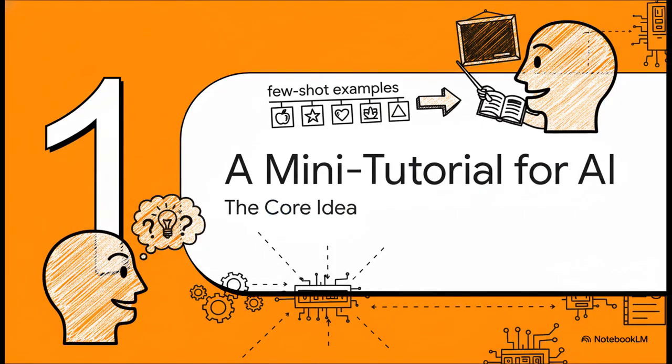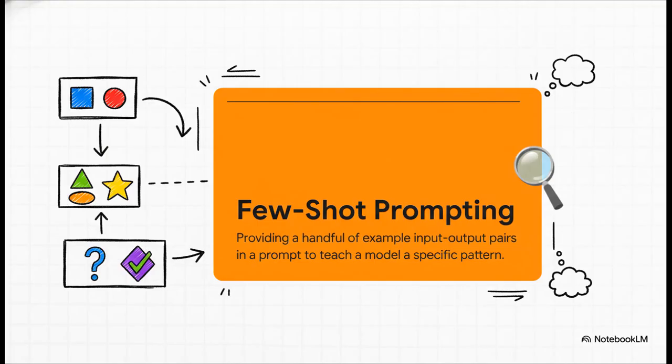Okay, Section 1, a mini tutorial for AI. The best way to think about this whole thing is that you're becoming a teacher, and the AI, well, it's your new favorite student. So, what is this thing really? Few-shot prompting is just a fancy way of saying you give the AI a few examples of what you want before you ask your actual question. You're just providing a couple of these input-output pairs to show it the exact pattern you're looking for.